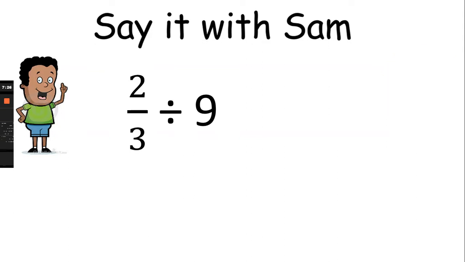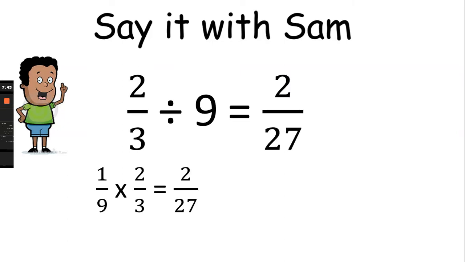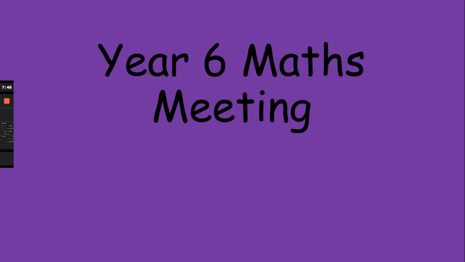Okay, let's see how you got on. I am finding 1/9 of 2/3. And this is how I write that calculation. 1/9 of 2/3. And now I times it across. 1 times 2, 9 times 3. That gives me 2/27. Great job again, Year 6.